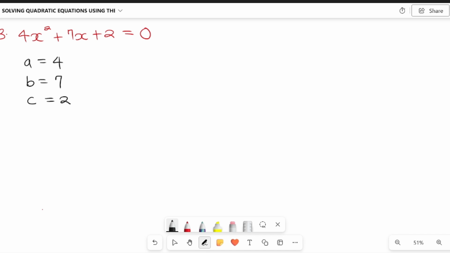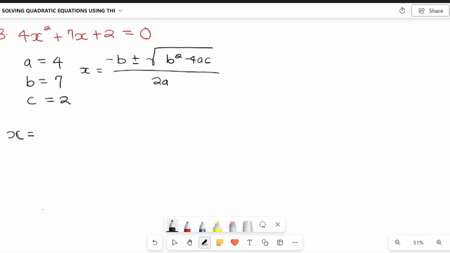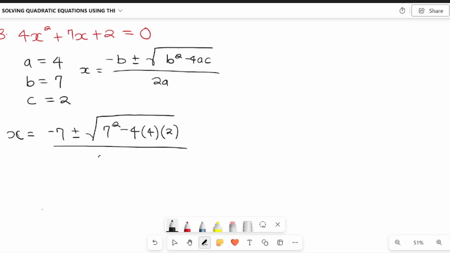Feeding this into our quadratic formula, let me just write it again over here. Yes, that's the quadratic formula. Now feeding this into our formula, we'll have x equals negative b, which is negative 7, plus or minus the square root of 7 squared minus 4 times 4 times 2, all over 2 times 4.